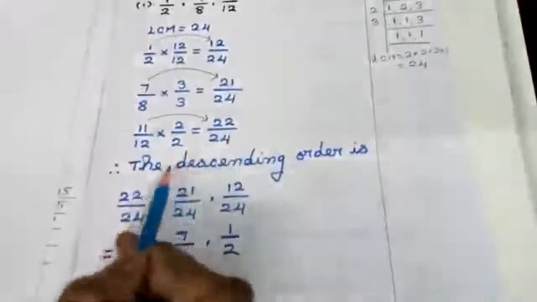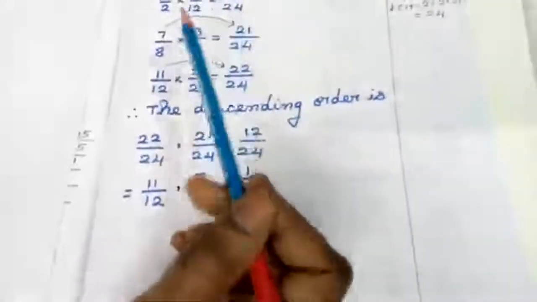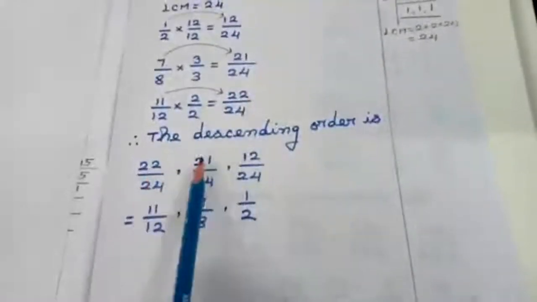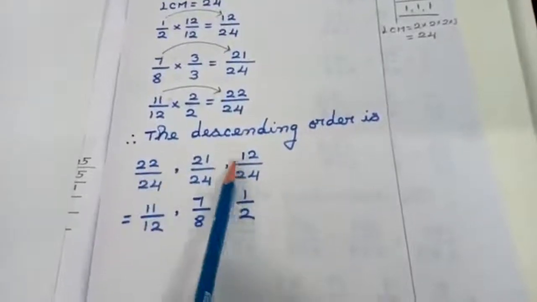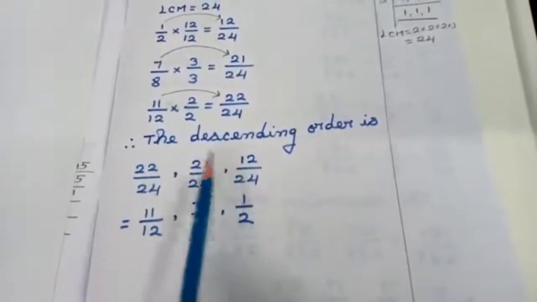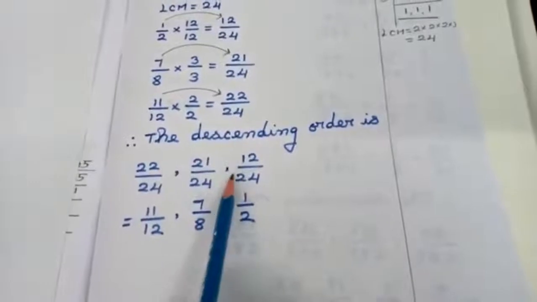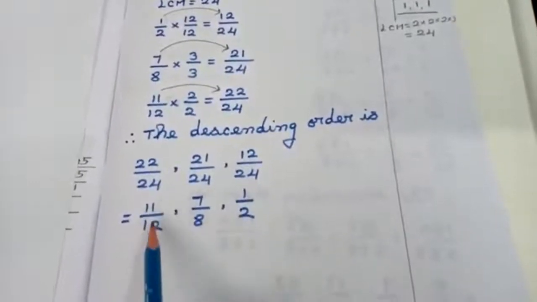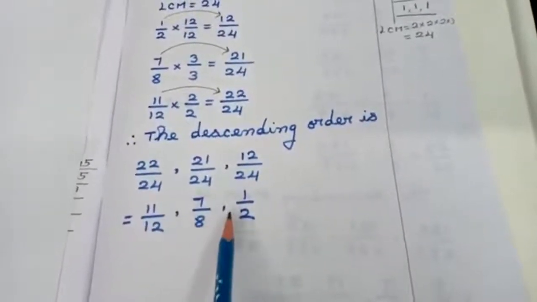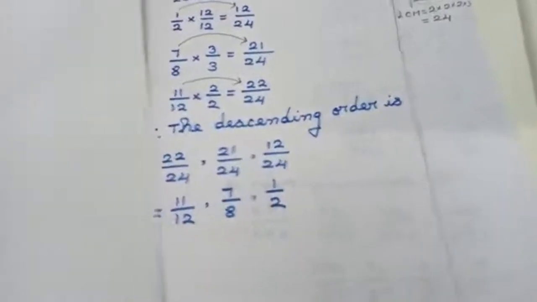After converting, for descending order, by checking the answers, I am arranging 22, 21, 12. Descending order, big to small, I have arranged. In place of these answers, I am just replacing the question. That is 11 by 12, 7 by 8, 1 by 2. The same way, I am going to do the next sum, students.